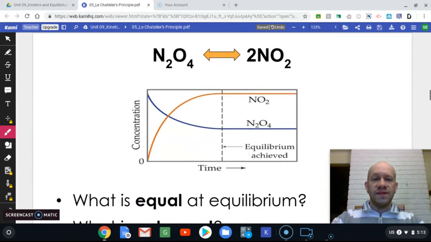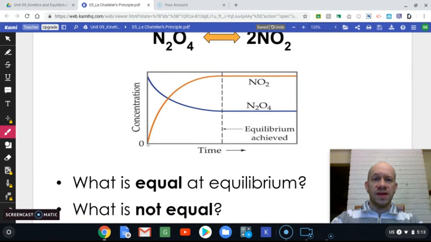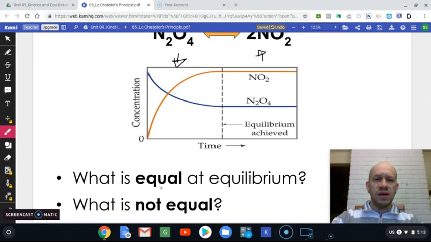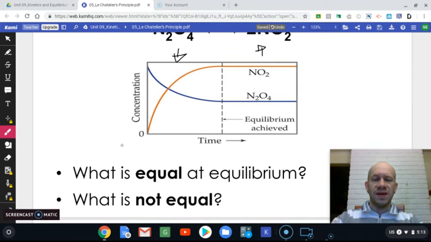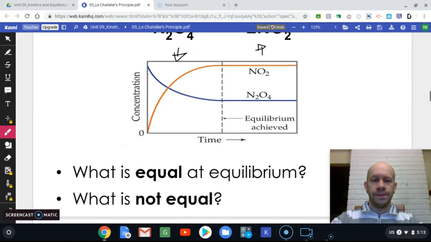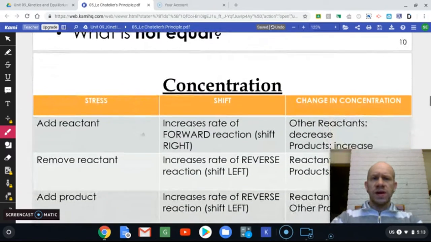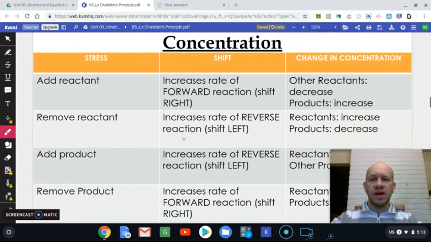And we can see that visually using this. If I have a low amount of NO2 and a high amount of N2O4, I'm going to decrease my N2O4 and increase my NO2 until an equilibrium has been achieved. What is equal at equilibrium? What is not equal? So this is a summary of concentration. I'm not going to read through it. It's in your notes. So you should read through this now.